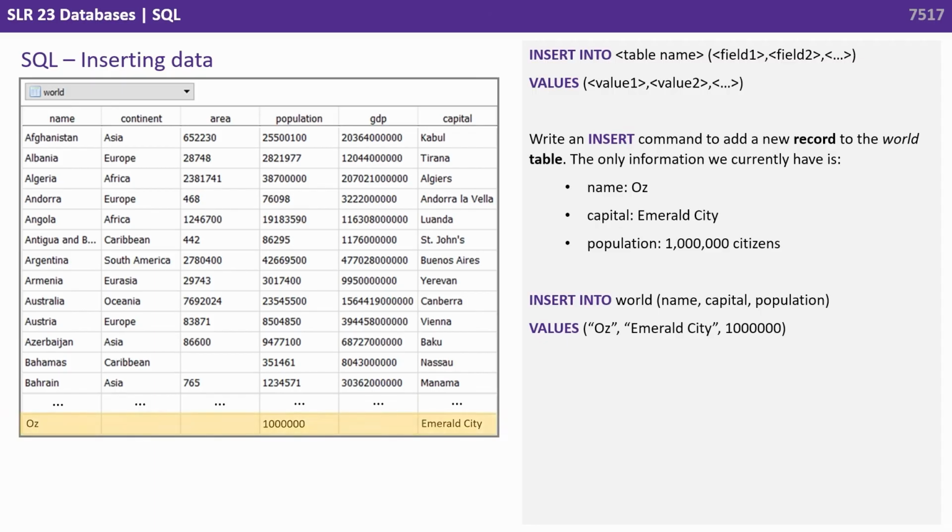Okay, so you should come up with insert into world, open bracket, name, comma, capital, comma, population, close brackets, then the word values, open brackets, and then we supply each of those values. We've got Oz in quotation marks because it's a string, a comma, Emerald City in quotation marks because it's a string, comma, and then the value 1 million. Doesn't need to be in quotation marks because that field is not holding a string.